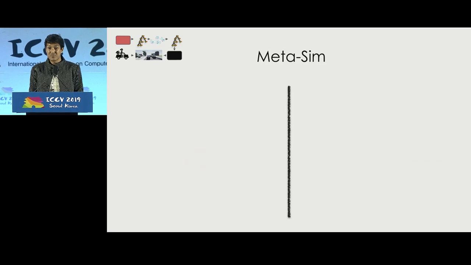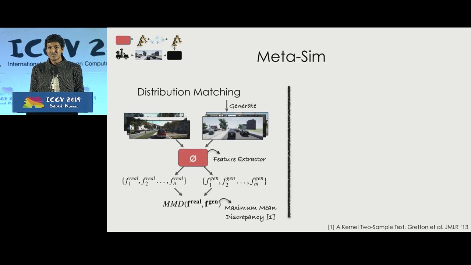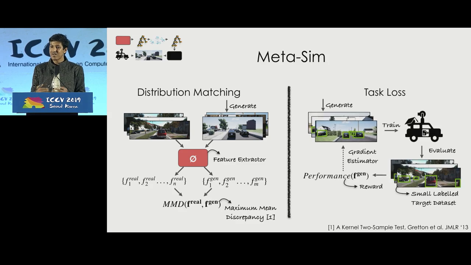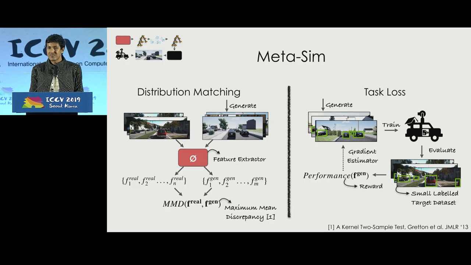To train this, we have two objectives. First, we'd like to match the distribution of the generated and target data. So we pass both of these through a pre-trained feature extractor and optimize the MMD metric, which we heard about in one of the previous talks. The second goal is to maximize the task performance. For this, we generate a set of data, train a model, evaluate it on a small subset of real data, and the performance generated is used as a reward. We use gradient estimators using deep reinforcement learning to train the generator, much like neural architecture search.